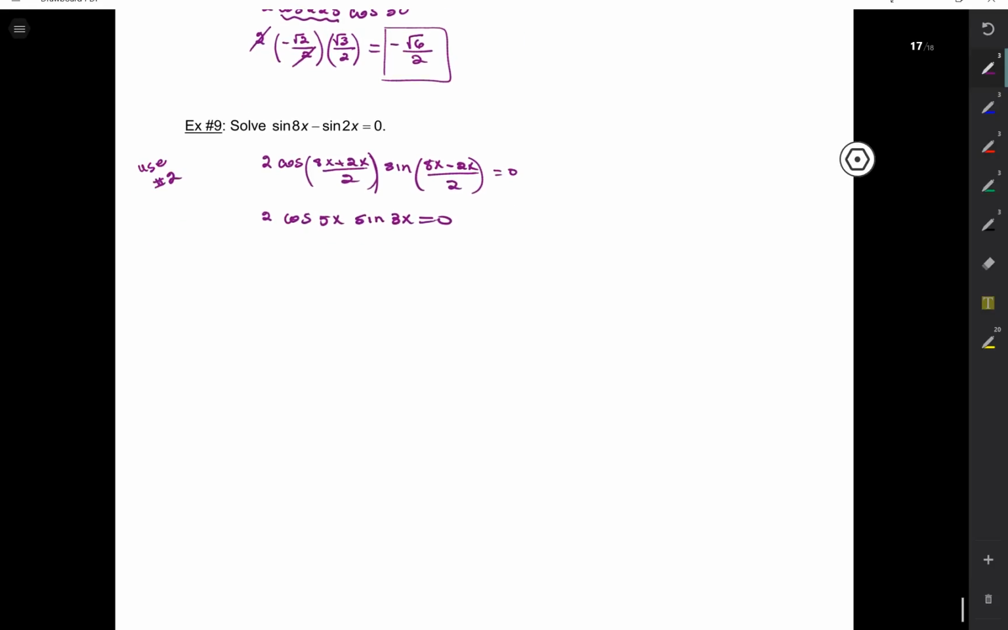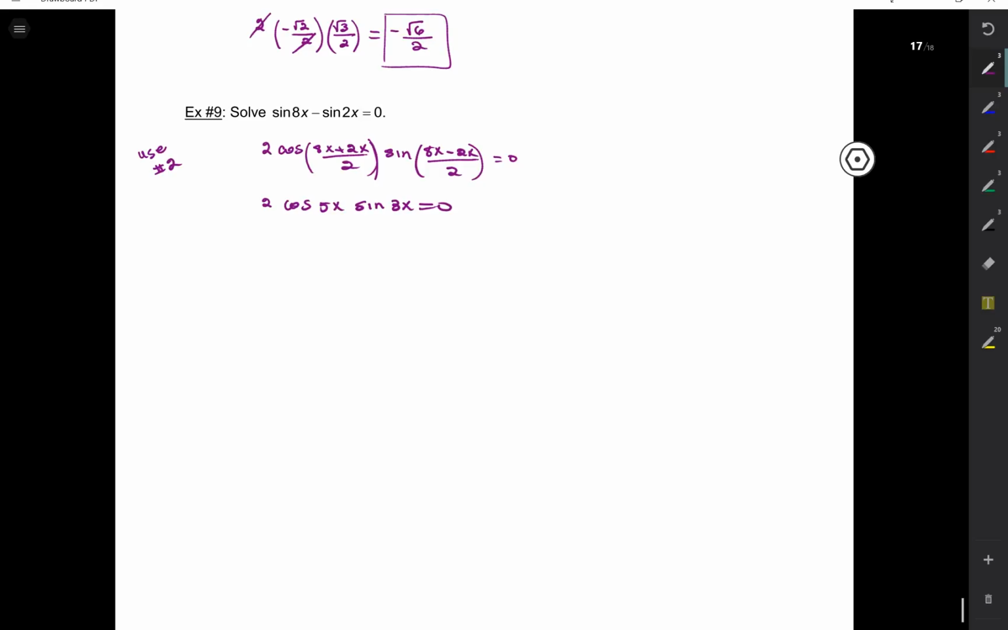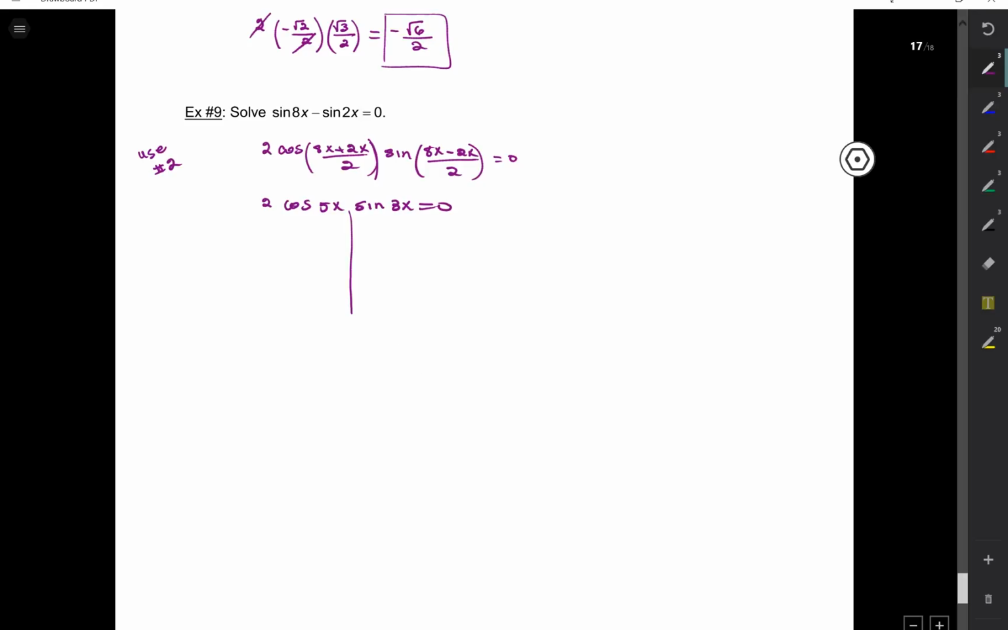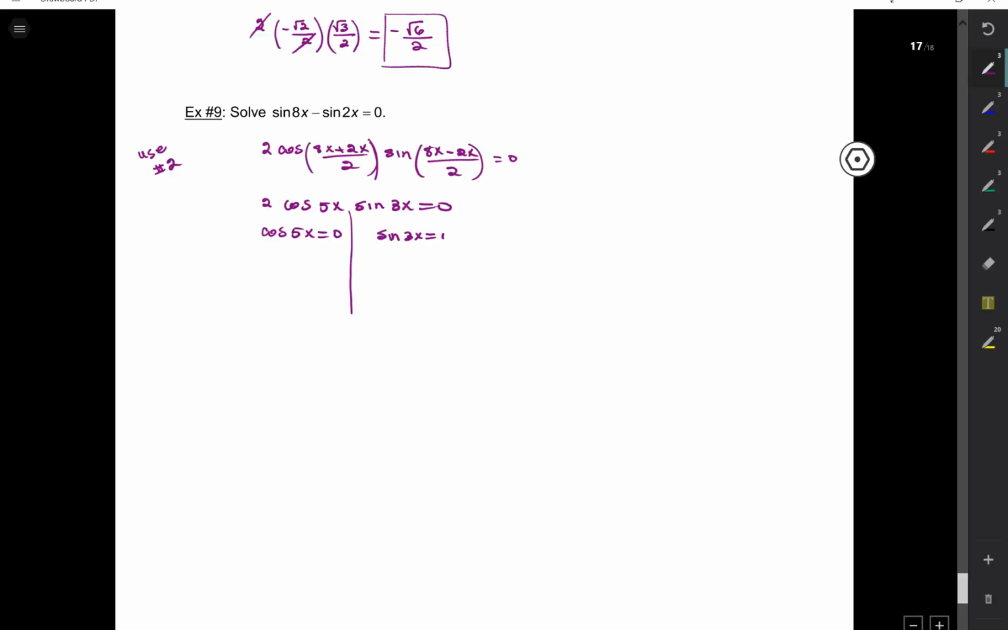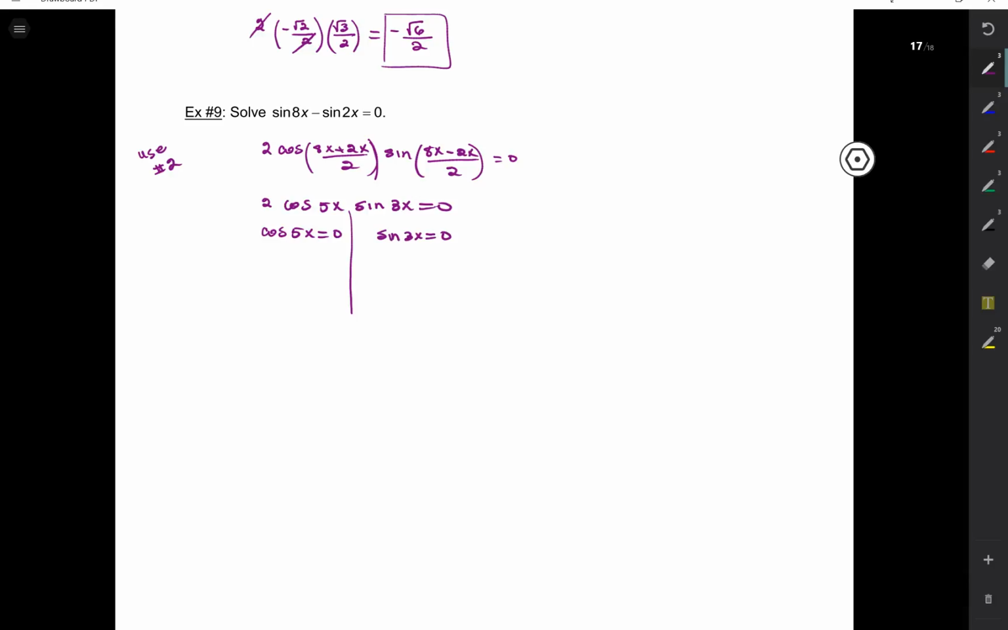Almost. Now, the 2 will go away, right? So here I have cosine of 5x equals 0. And sine of 3x equals 0. Now, the 2 goes away because you divide it up. Okay, now this is the part where we have to focus. I have cosine of an angle equal to 0. So now, let's ask, for what angle is the cosine equal to 0?